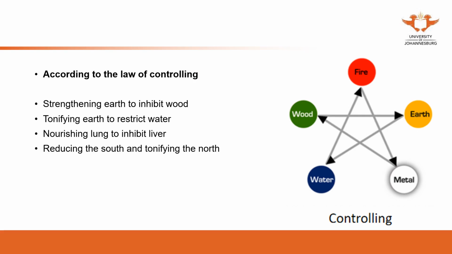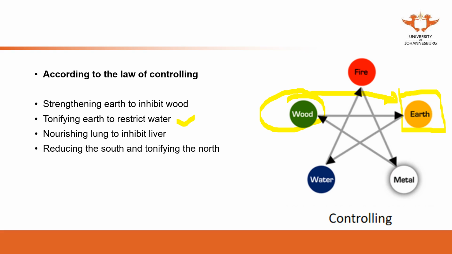There are 4 principles according to the law of controlling. First one, strengthen the earth to inhibit the wood. The wood can control the earth. However, if the earth is very weak, the wood can overact on the earth. In this situation, we need to tonify the earth to inhibit the overacting from the wood. In the treatments, we tonify the spleen, which is the earth, to control the inhibition from the liver.